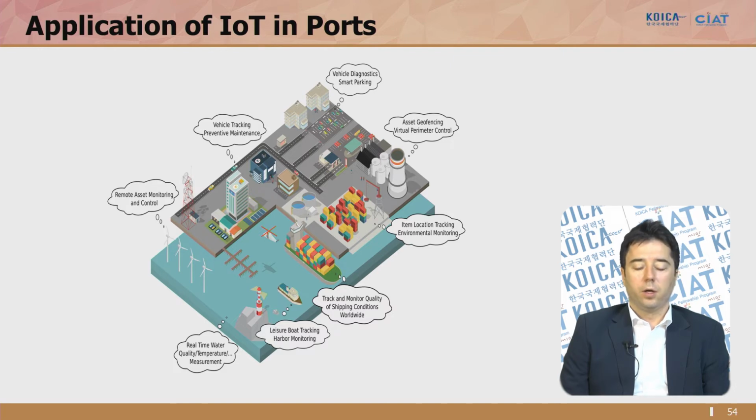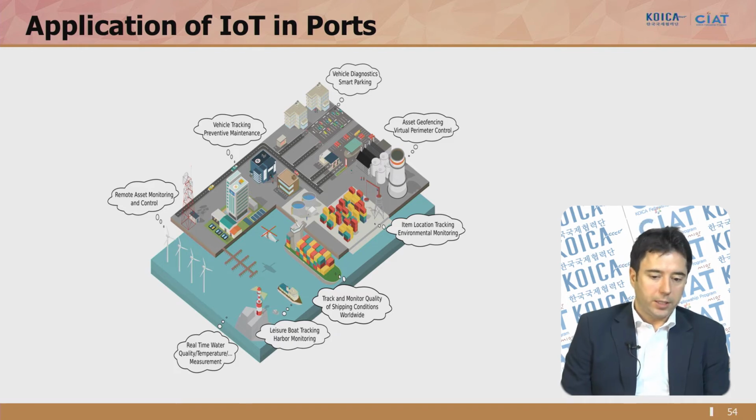Very importantly for container terminals, items location tracking and environmental monitoring. Once again, we can track the status of the cargo. We know how long the cargo is going to stay in the port, and we know when the cargo is due to exit the port area, as well as emission levels within the terminal. We can have, for example, asset geofencing, virtual perimeter control. We have vehicle diagnostics and smart parking. So, for example, when it comes to repair and maintenance of vehicles, we know where vehicles are within the parking of the port. Vehicle tracking and preventive maintenance in general of the equipment of the port. Another example is remote asset monitoring and control, for example, of wind farms, if any. So these are a few examples of IoT application in ports.